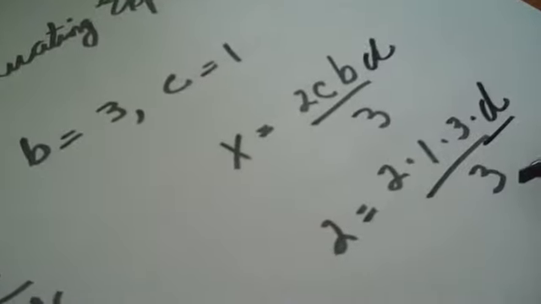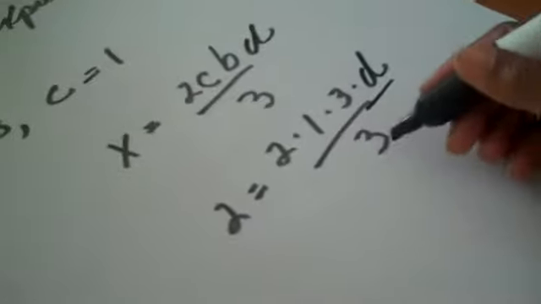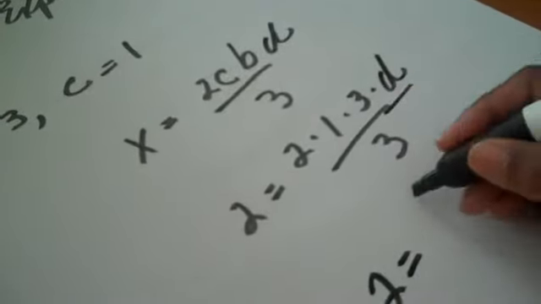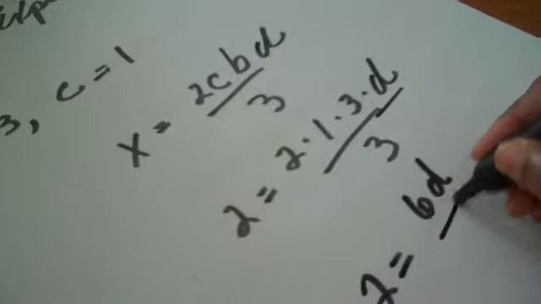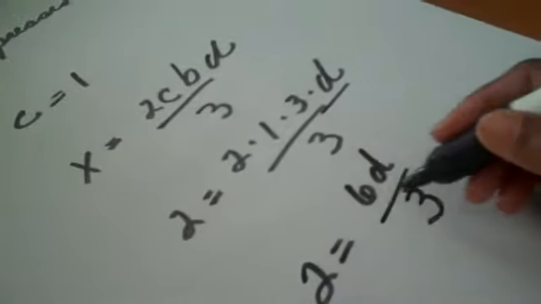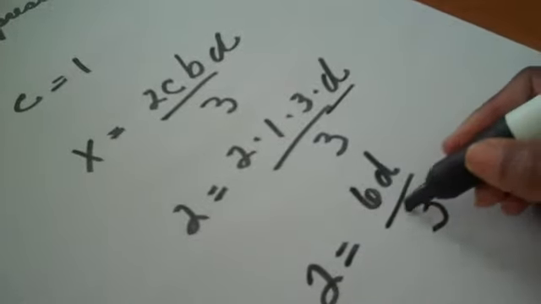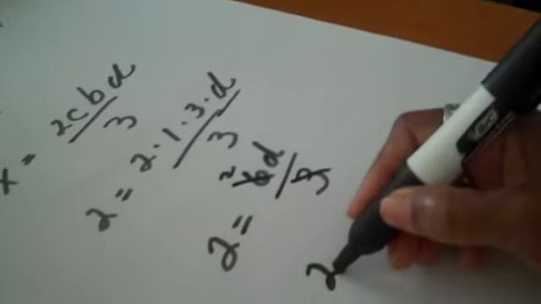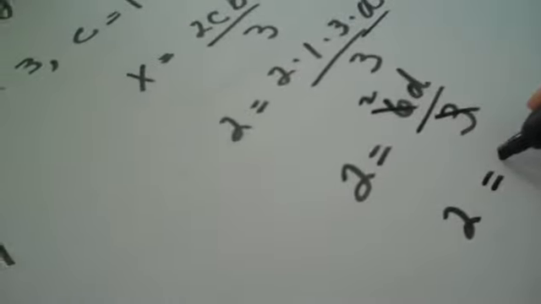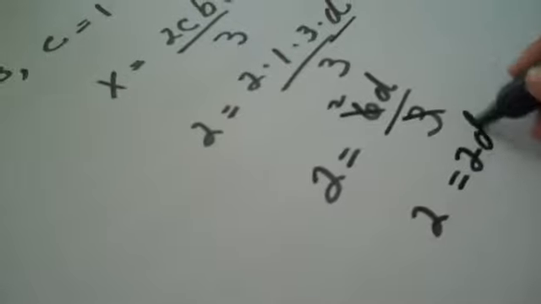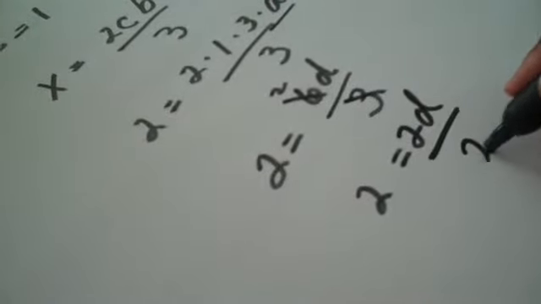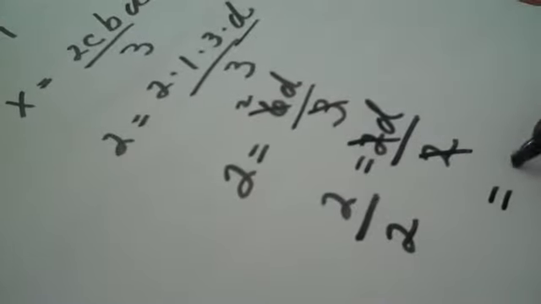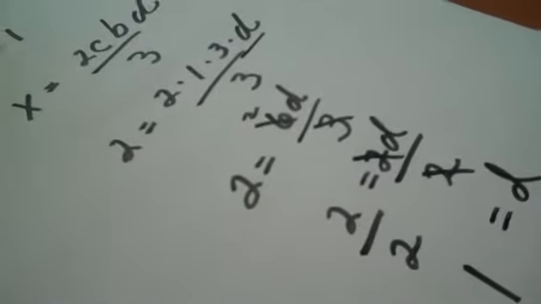Okay. Now, let's simplify this, and we'll have 2 equals 2 times 1 times 3, which will be 6d over 3. Now, 3 will divide into the 6, so let's do that. Simplify that out. And we'll have 2 equal to 2d. Then we divide both sides by 2. And these divide out. So d is equal to 1.